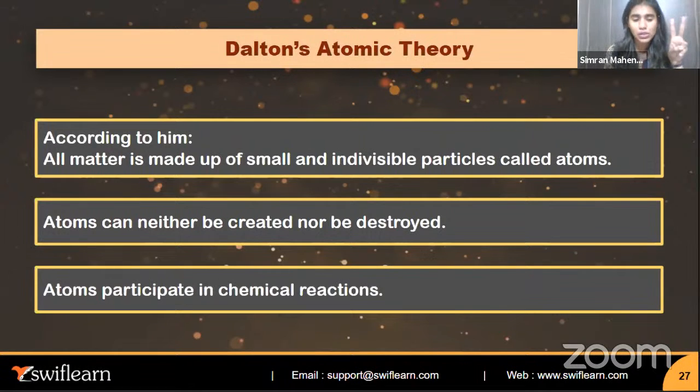Moving on to the second postulate: atoms can neither be created nor be destroyed in any chemical reaction. Years ago, how many atoms were there in the world? Currently also the same number of atoms are there in the world. Atoms can neither be created nor be destroyed in any chemical reaction. Now, the third postulate: atoms are the smallest unit that participate in a chemical reaction. So whenever there's a chemical reaction, it is atoms that are participating to convert the reactant into the product.